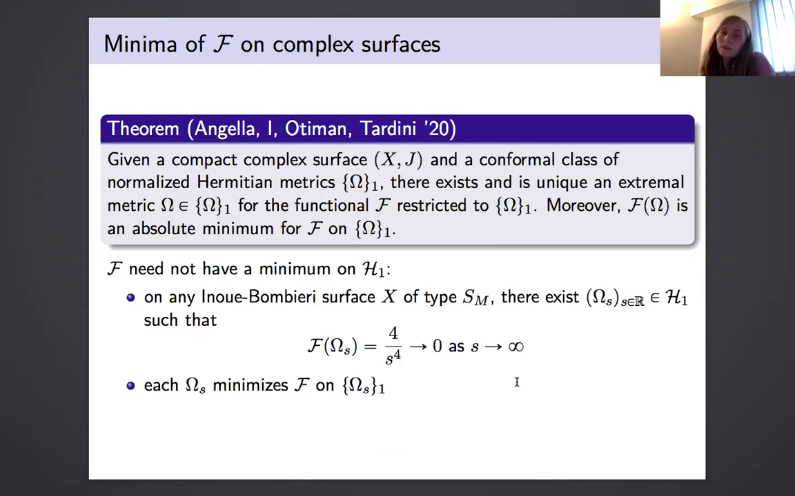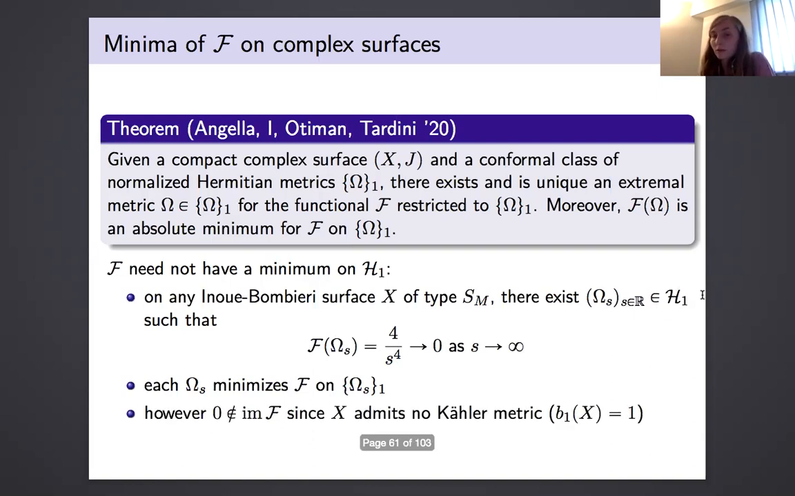But this in particular shows that the infimum of this functional on the whole space of Hermitian metrics is 0. However, this 0 cannot be attained, because if F of some metric were 0, this would mean that d_G theta would be 0. I already said that this would imply theta is 0. And since we are in complex dimension 2, this would imply the metric is Kähler. And these surfaces, however, have first Betti number 1, and they admit no Kähler metric.